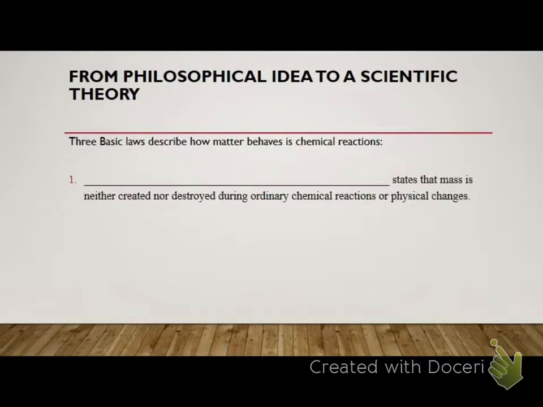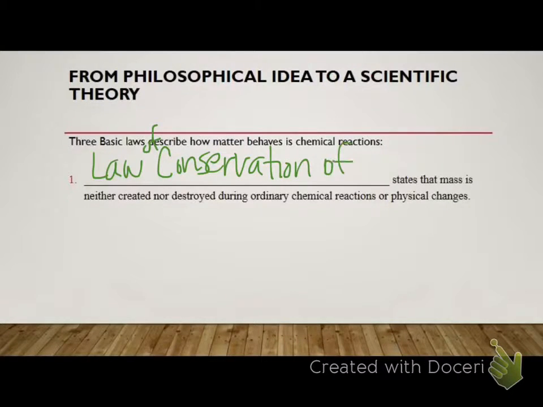The first law that we're going to discuss, because there are three laws that basically are the basis of chemistry, the first one is the law of conservation of mass. The law of conservation of mass states that mass is neither created nor destroyed during an ordinary chemical reaction, or during physical changes as well. And when we talk about ordinary chemical reactions, this does not mean nuclear reactions. They are not ordinary because they are dealing with the nucleus.